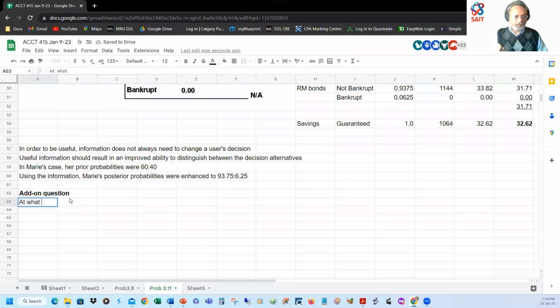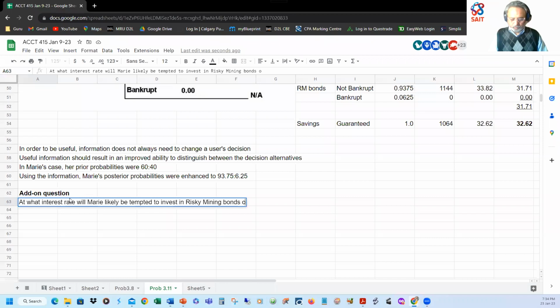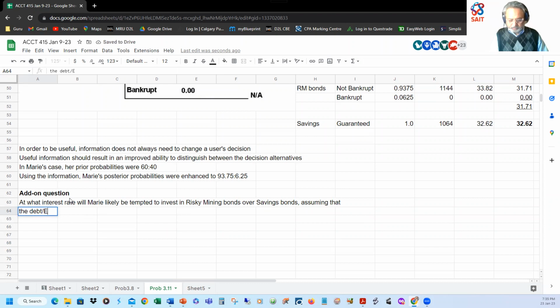At what interest rate will Marie likely be tempted to invest in Risky Mining bonds over savings bonds, assuming that the debt equity ratio is low and Marie incorporates this information in her decision making.